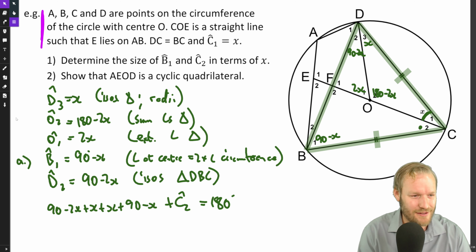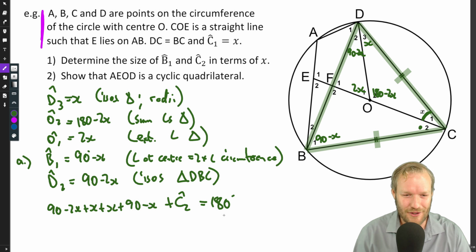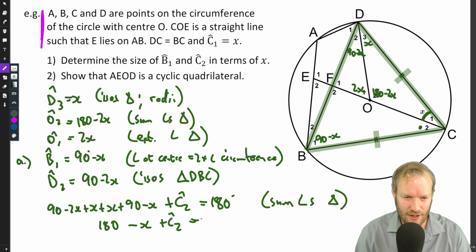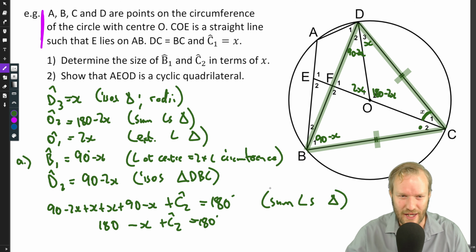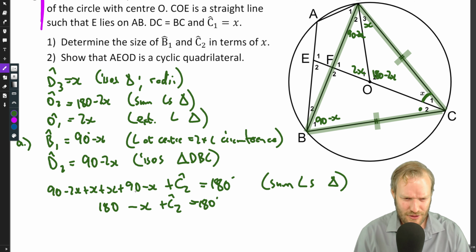And you could do that with pen and paper. So that equals that because of the sum of angles in a triangle. Well, 90 plus 90 is 180. 180 minus 2x plus x plus x, well, that is just 0. And we've got minus x plus C2 equals 180. You may have done this in your head or in a slightly different way, but this is the way I'm thinking it through. So it looks like C2, well, 180 minus x plus x would get us back to 180.